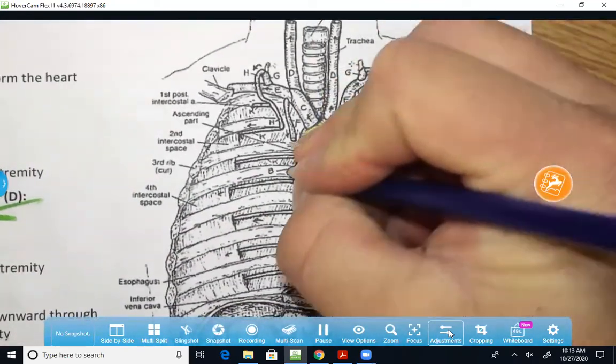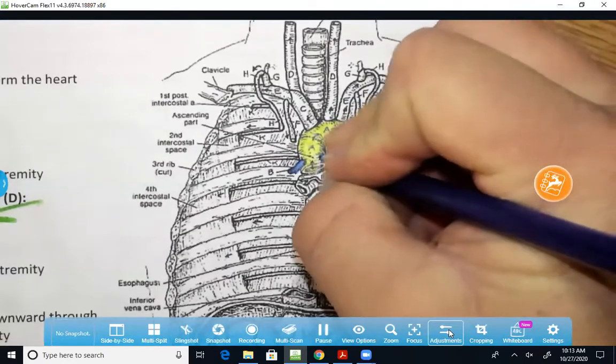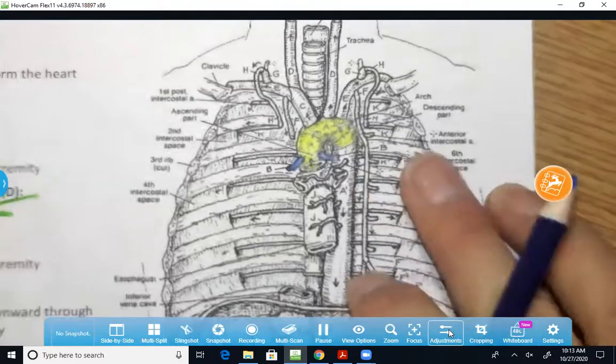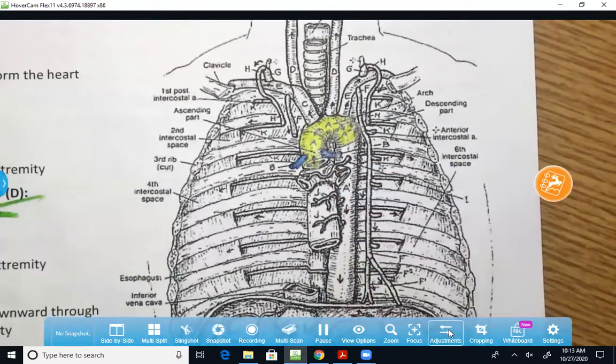Coming off of it, the very first two branches are the coronary arteries that feed the left and right sides of the heart, something that we talked a little bit about in our last lecture.